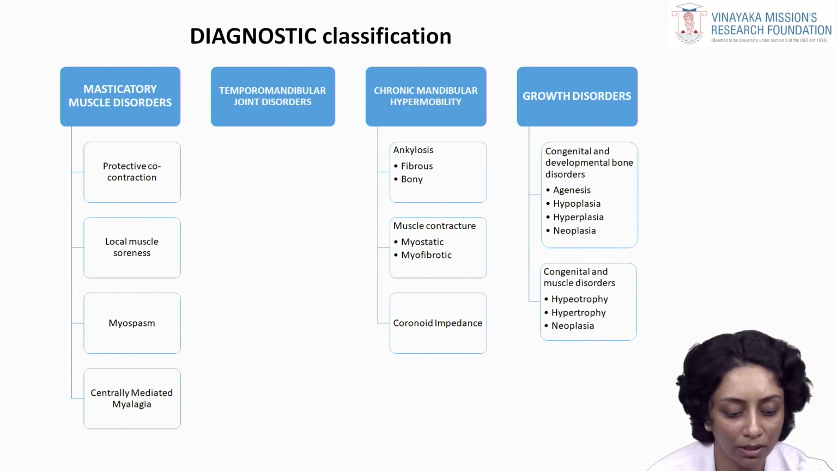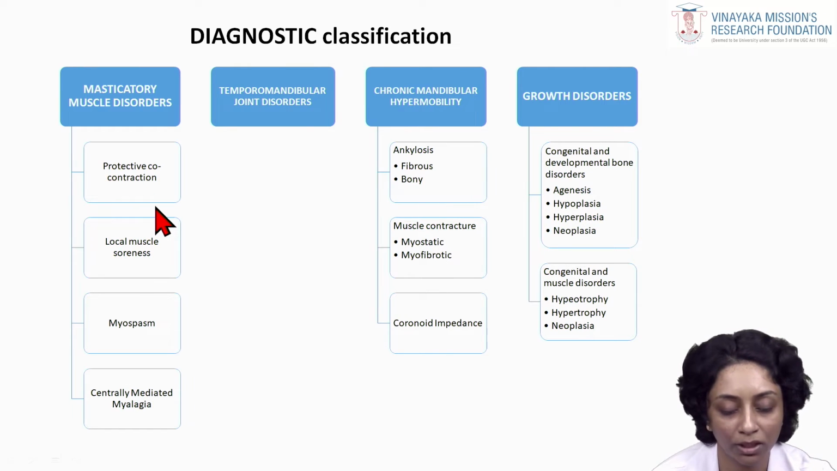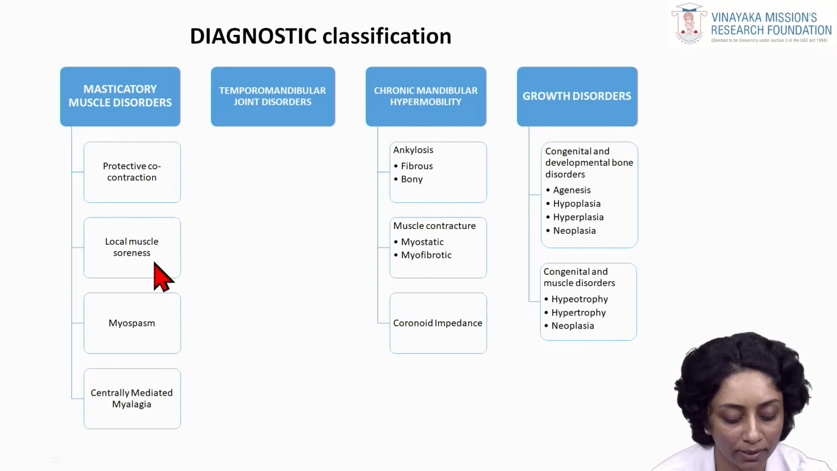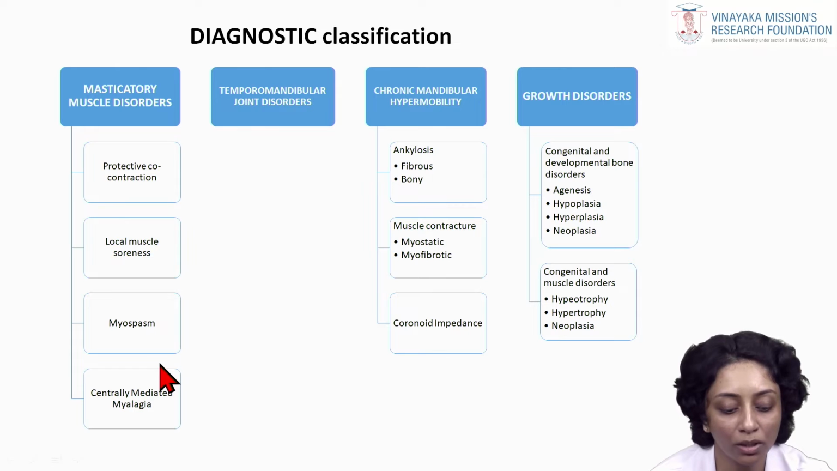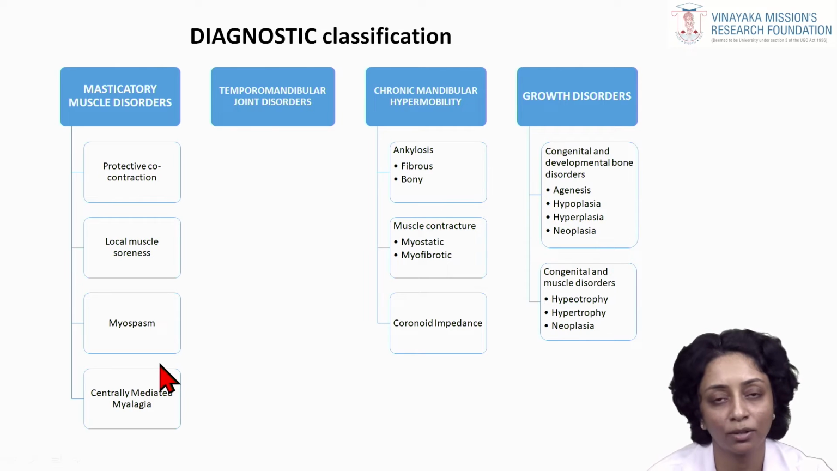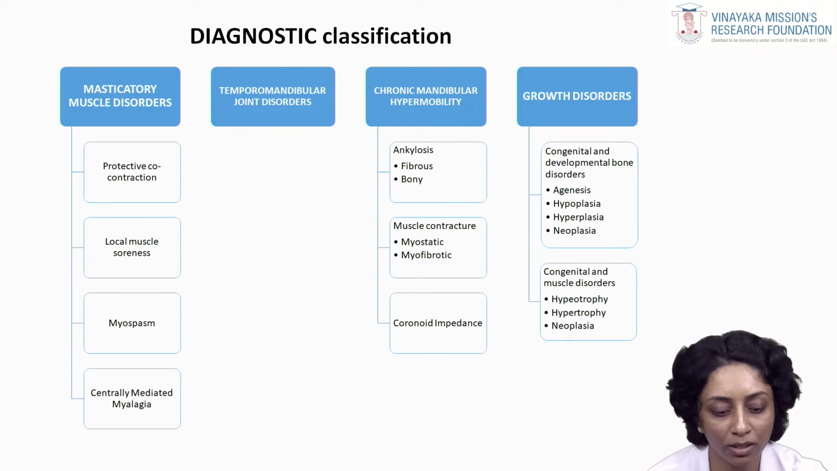Masticatory muscle disorders are again divided into various types. That is, it can be protective co-contraction, local muscle soreness, myospasm, and centrally mediated myalgias. All the muscle related problems are grouped under masticatory muscle disorders. Next, the TM joint itself has various disorders, which we will see in the next slide.